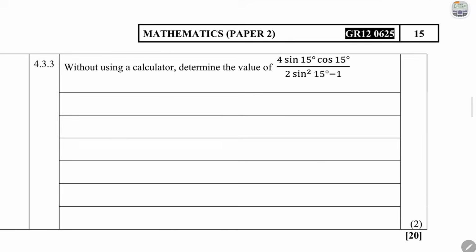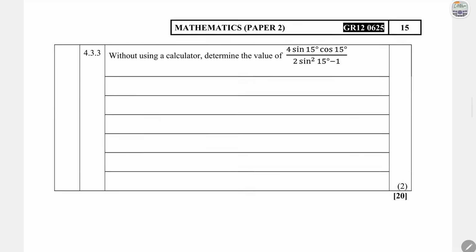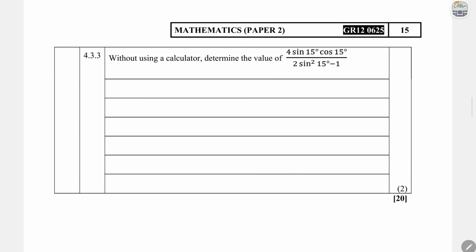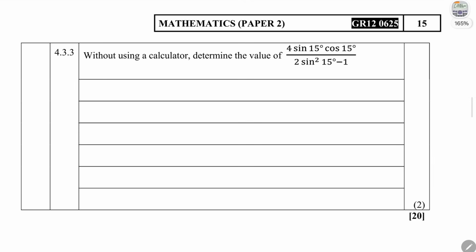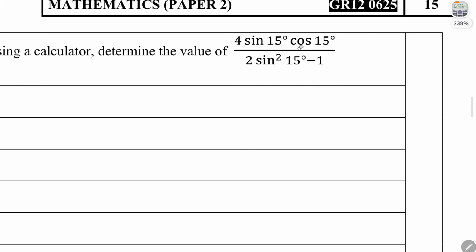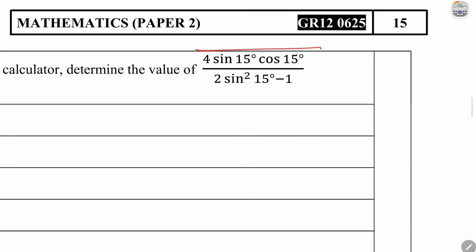Moving on to the next question. Okay, question 4.3.3, the last question for question 4, says without using a calculator, determine the value of 4 sine 15 degrees cos 15 over 2 sine squared 15 degrees minus 1. You would notice that this looks very familiar.